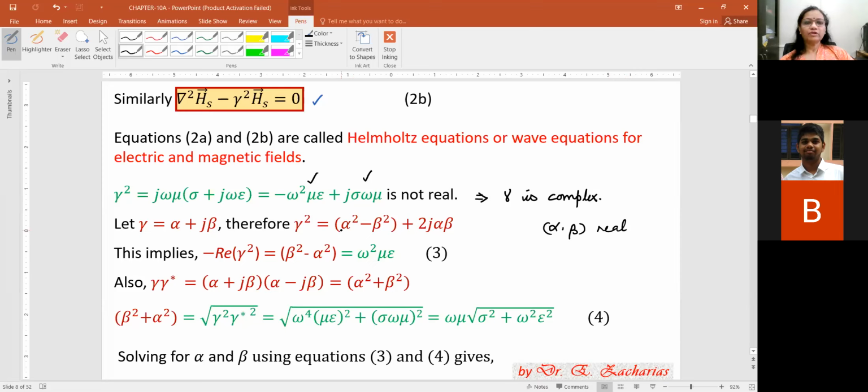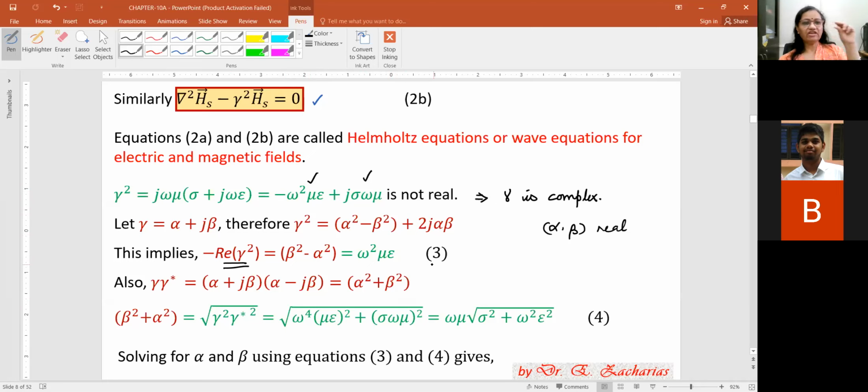Now let us take the negative of the real part of gamma square. Which is the real part of gamma square? The real part of gamma square is alpha square minus beta square. So I want the negative of the real part. The negative of the real part will be beta square minus alpha square. Now go to this expression. Here also you already have your gamma square. You want the negative of the real part, so minus of minus will become plus. So it will become omega square mu epsilon. Guys, did you understand this?